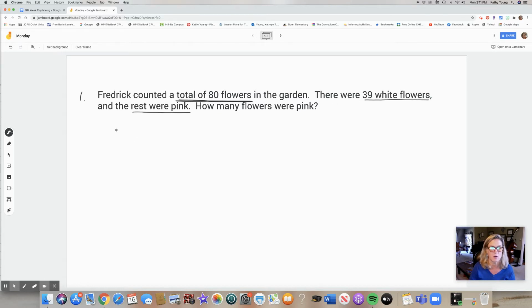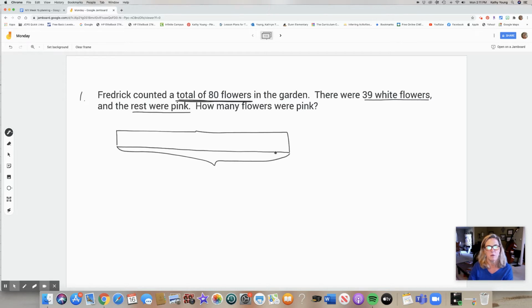So the way I'm going to draw this is I'm going to have a total, and you can draw a little squiggly like that, or you can draw just a V, and that's my 80. The whole thing equals 80 flowers. And I like to label those.